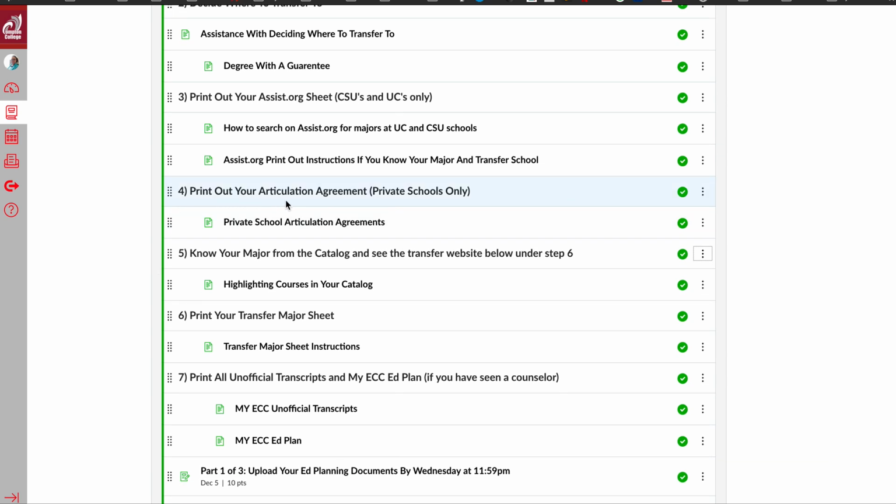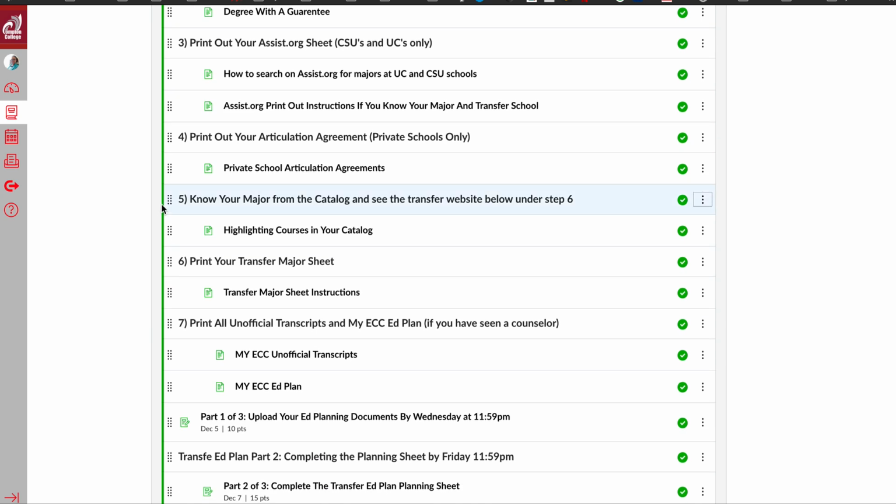Number four is only for private schools. If you were interested in going to private school, you're going to need the articulation agreement. If that's not you, then you can skip step 4. Step 5, knowing your major from the catalog, and seeing the transfer website under 6. Both of these go into knowing your major classes.